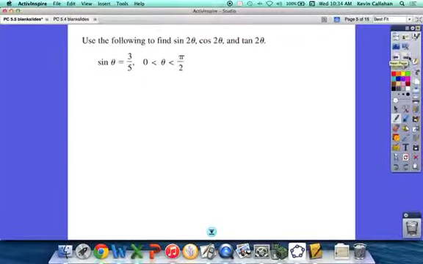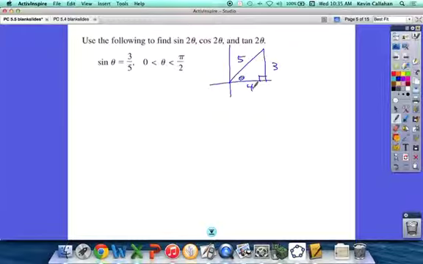Okay, this is similar to the last question in the homework where they're going to tell us the value of the sine and the quadrant that we're in. And then we're supposed to find sine, cosine, and tangent of 2 times the angle. So let's see. First, let's draw our triangle. If it's between 0 and pi over 2, then it's first quadrant, and the angle is theta. The sine is 3/5, which means that side is a 4.